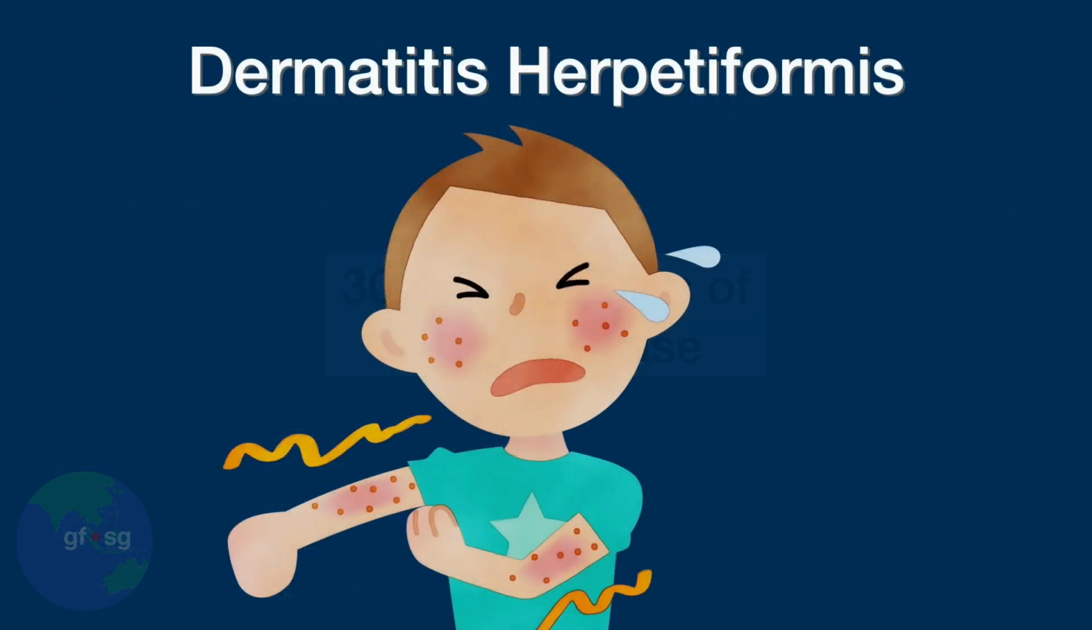Another related condition is dermatitis herpetiformis. This is also referred to as DH. It is a chronic, intensely itchy, blistering rash. It is the skin manifestation of celiac disease. The rash usually occurs on the elbows, knees, scalp, back, and buttocks. The bumps and blisters resemble the herpes lesions, hence the name herpetiformis. But they are not caused by the herpes virus. Rather, they are caused by gluten ingestion. DH is often misdiagnosed as eczema.